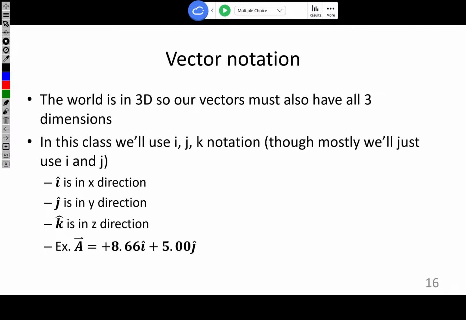Notation-wise, we're going to say I is the X direction, J is the Y direction, and K is the Z direction. This is just common notation. In your future classes, this is the notation they will use. You will sometimes just see them.